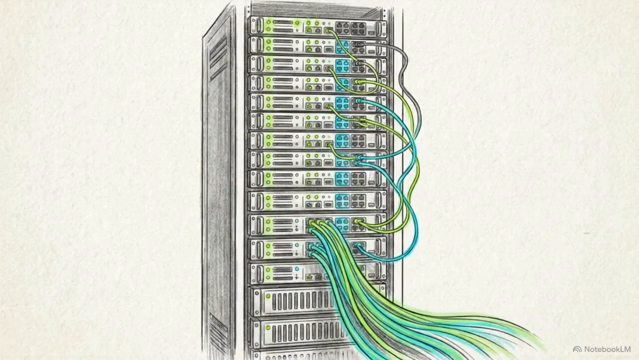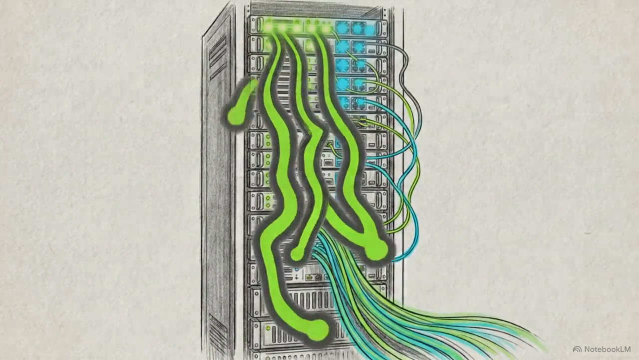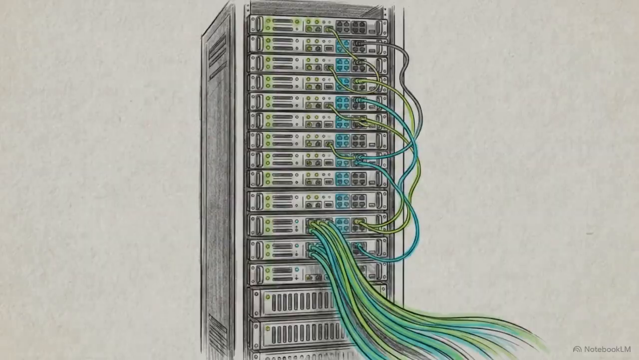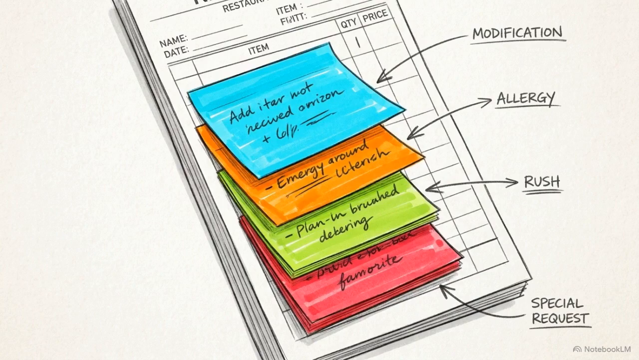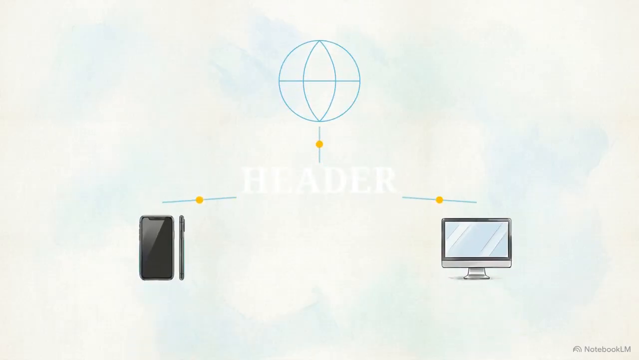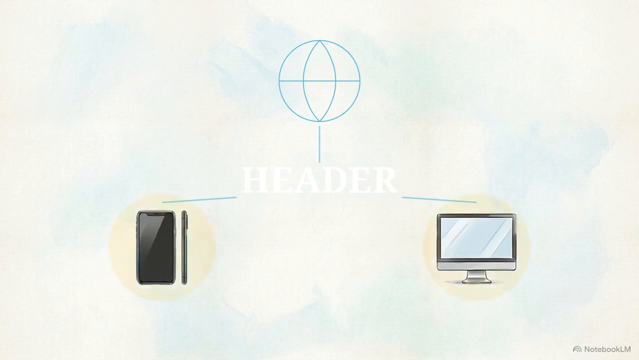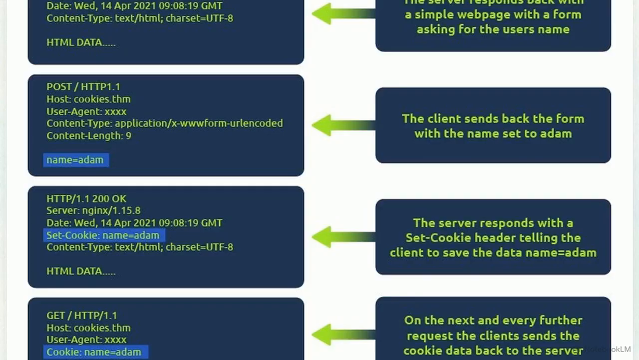There's one catch to this system. HTTP is what we call stateless. This means the server has zero memory. The moment your web page is delivered, the server completely forgets who you are. To solve this, your browser attaches extra notes to your order called headers. These provide crucial context, telling the server things like what language you speak, or whether you're using a phone or a desktop screen.